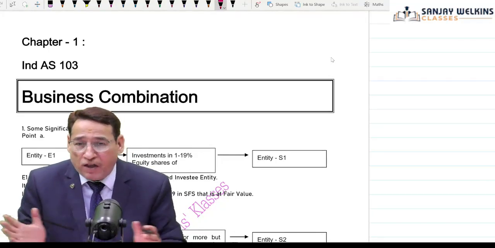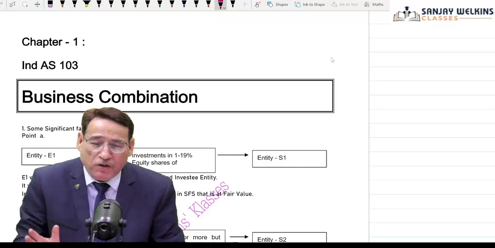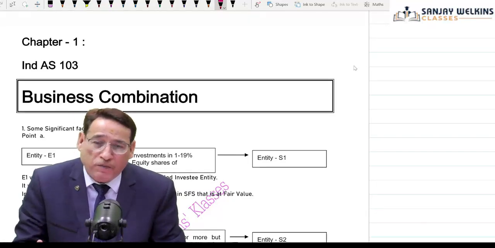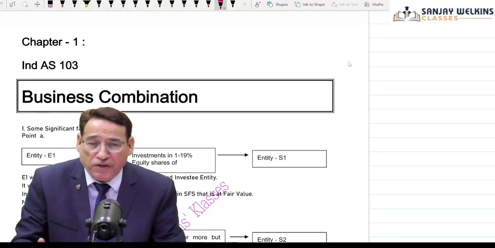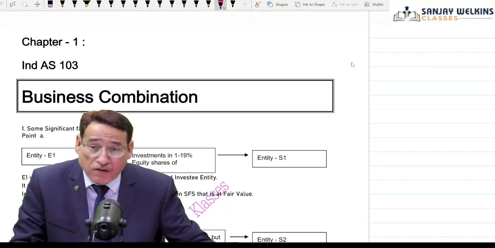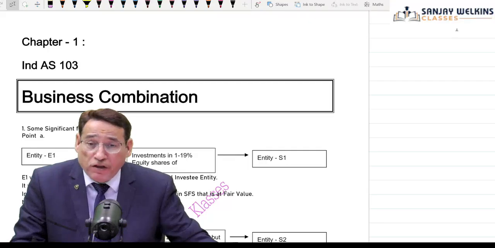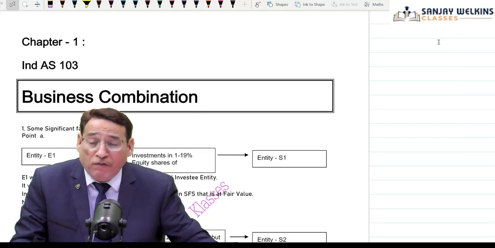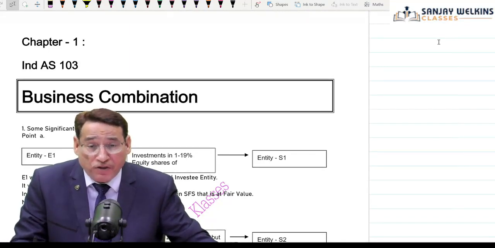Before we start explaining what exactly Ind AS 103 is and what exactly the guidelines of this Ind AS are with respect to business combination, first we need to have a look over some significant concepts. As a professional student you need to be aware of all these concepts because that will hold you in a very good state and help you a lot in comprehending the intricacies of this chapter.